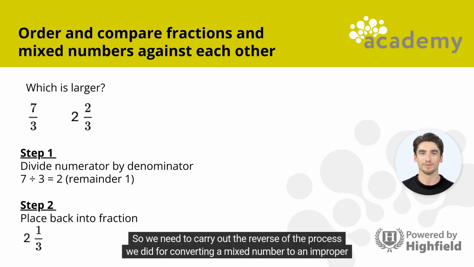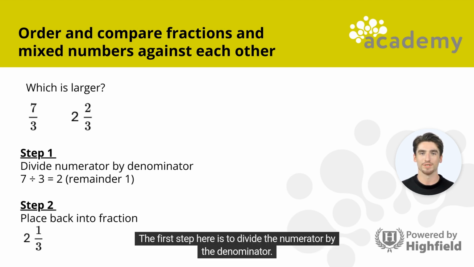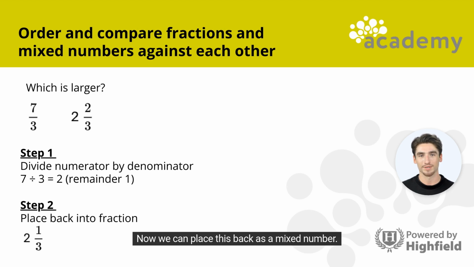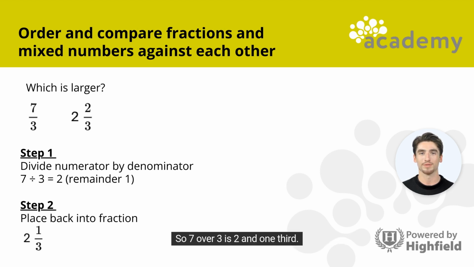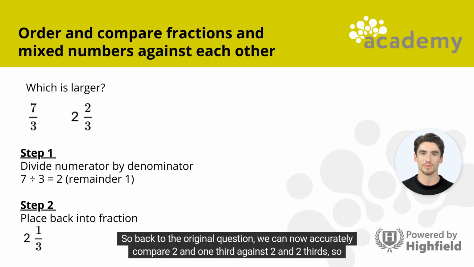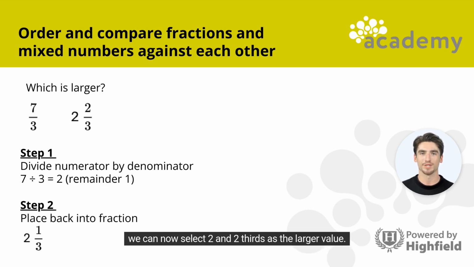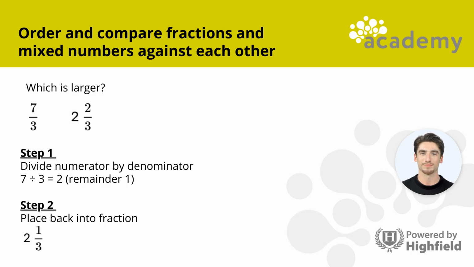So we need to carry out the reverse of the process we did for converting a mixed number to an improper fraction. The first step here is to divide the numerator by the denominator. So we divide 7 by 3 and get 2 with a remainder of 1. Now we can place this back as a mixed number. So the 2 becomes the whole number, and we put the 1 back over the denominator. So 7/3 is 2 1/3. So back to the original question, we can now accurately compare 2 1/3 against 2 2/3, so we can now select 2 2/3 as the larger value.